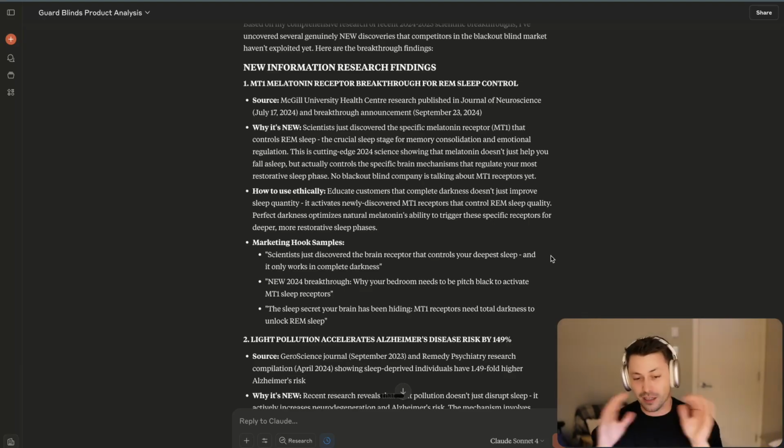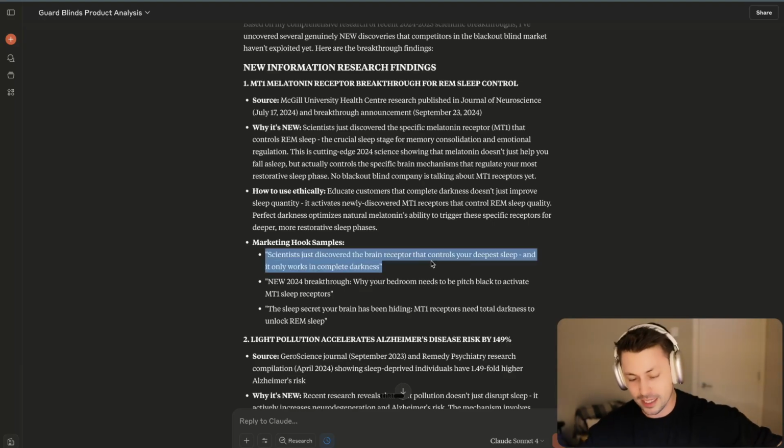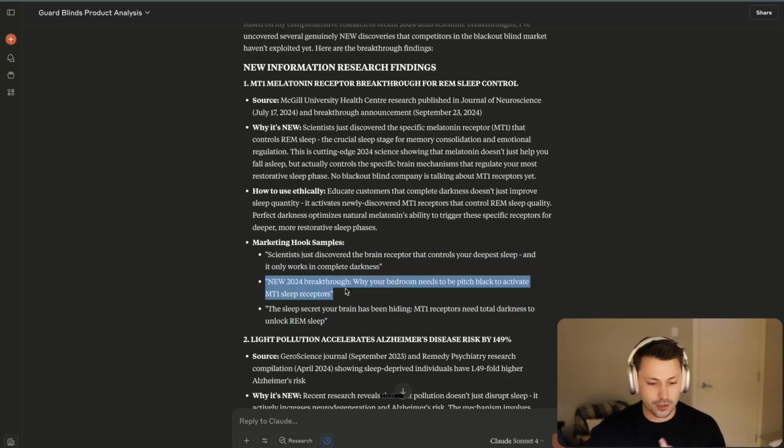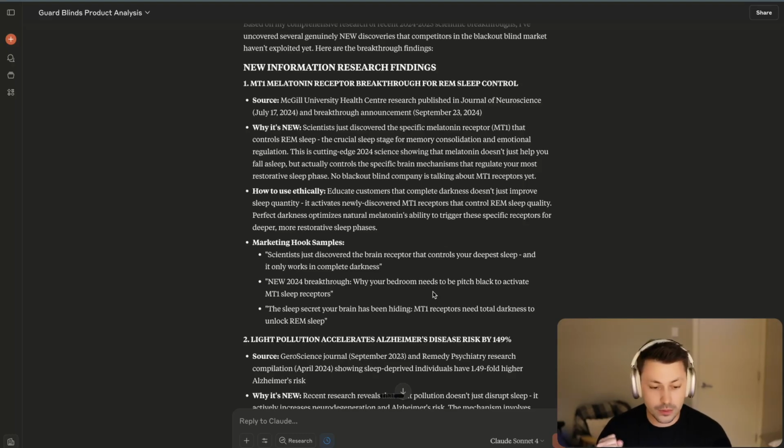And so I absolutely love this, just as a side note, to break down this hook. This is a banger hook. And this is why Claude is kind of better than GPT, if you ask me. But there's an example of how we took this information. We didn't even mention MT1, but you'll see there's other ones down here. So: new 2024 breakthrough, why your bedroom needs to be pitch black to activate MT1 sleep receptors, right? Some people might ask, what's MT1? They might be curious enough to go and learn more about that.